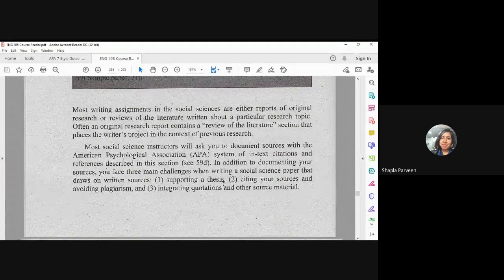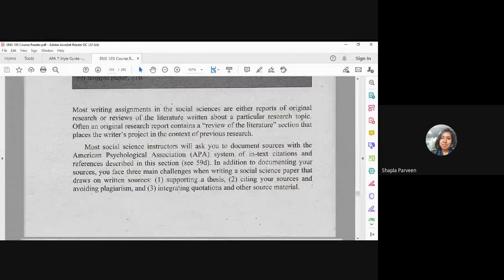So here it says, in addition to documenting your sources, you face three main challenges when writing a social science paper that draws on written sources, that is supporting the thesis, citing your sources, avoiding plagiarism, and integrating quotations and other source materials. So there's another important element here, why you need to include the sources.